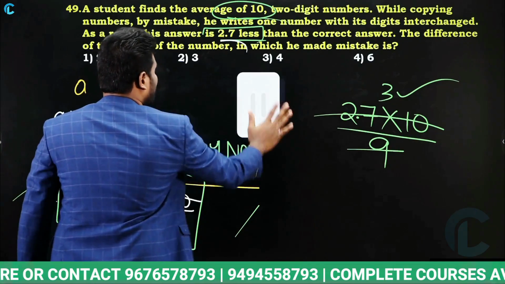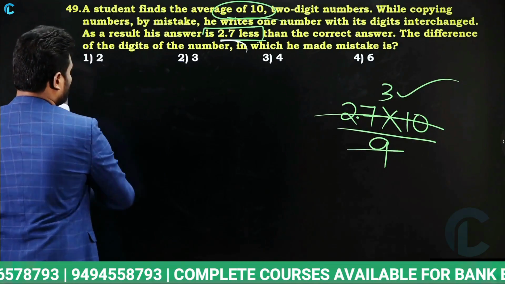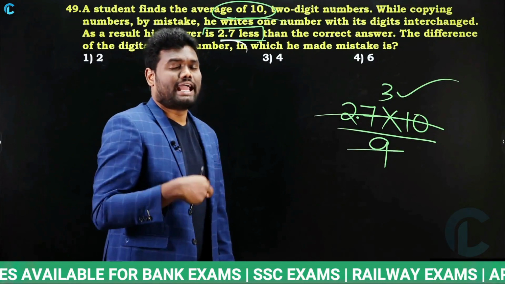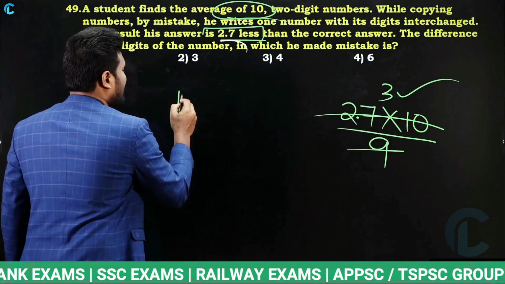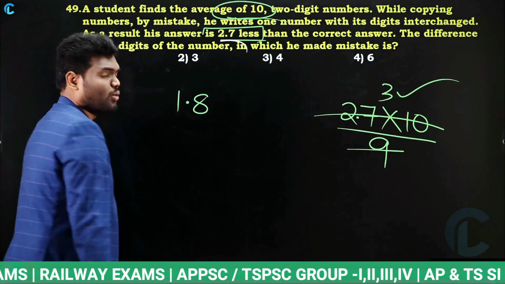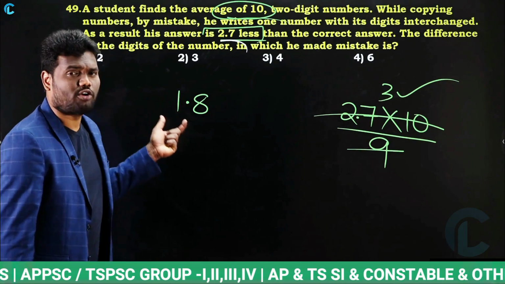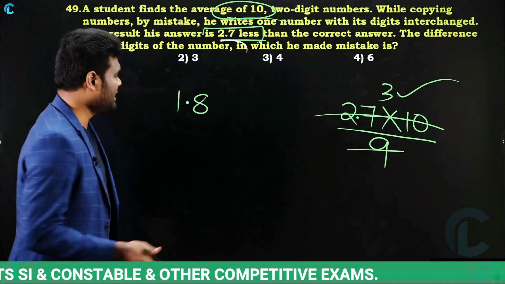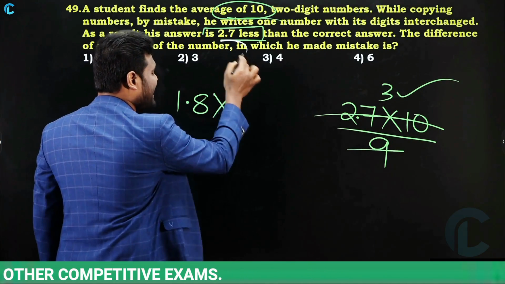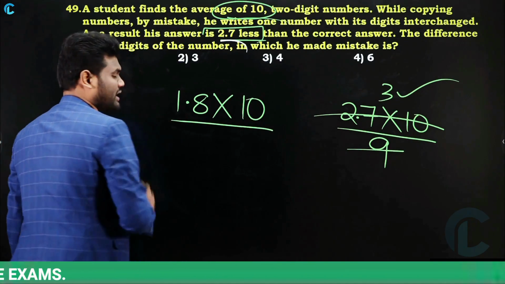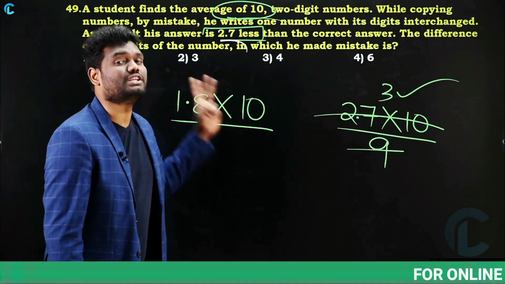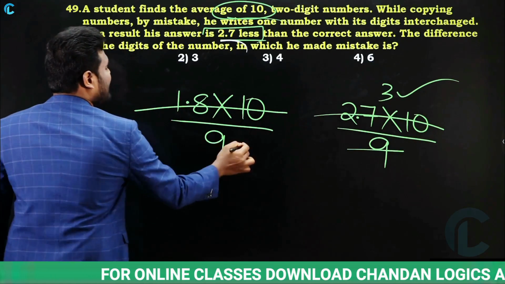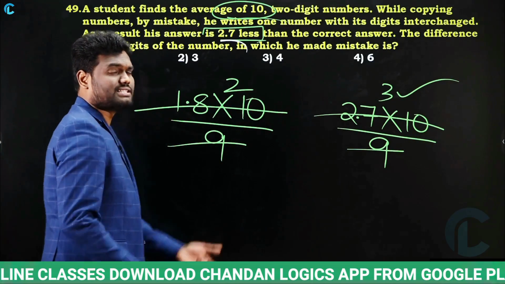Okay. Now let us see one more question. Again the same question. Due to this, out of these 10 numbers, one number is interchanged. As it is interchanged, the average difference is 1.8. If you get a difference of average as 1.8, now your question is, what is the difference between those digits? Simple, as it is 1.8 and you have 10 numbers, this is 1.8 into 10. As these are 2-digit numbers, divide by 9. 1.8 into 10 is 18. 18 divided by 9, how many times? 2 times. So we can say the answer is 2.